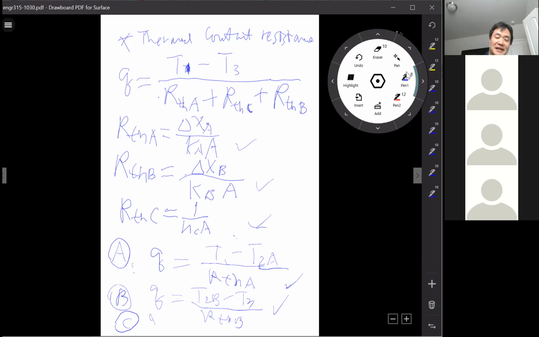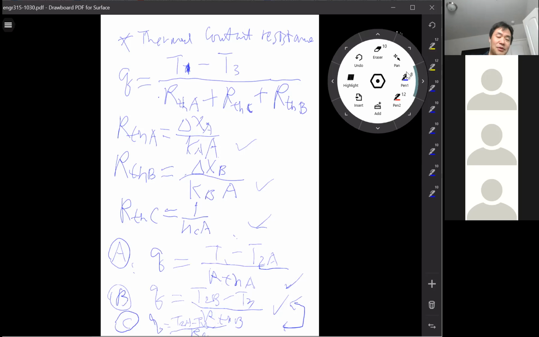If you know T2A, then go through the contact region: T2A minus T2B divided by the contact resistance. Right? Same thing. You can choose either B or C. If you go through A first and find T2A, then for the second step it doesn't matter. You go through B, you should be able to find T2B. You go through C, you should be able to find T2B too. Okay, is that good? Fully understand? Let me know if you don't understand. I think it's clear enough.